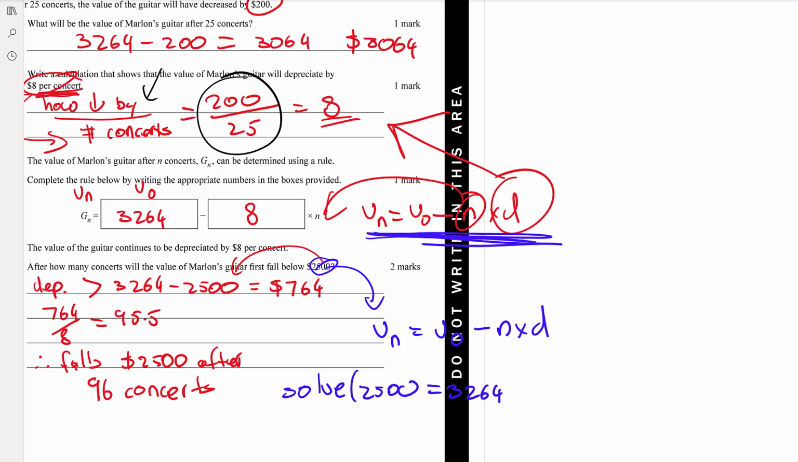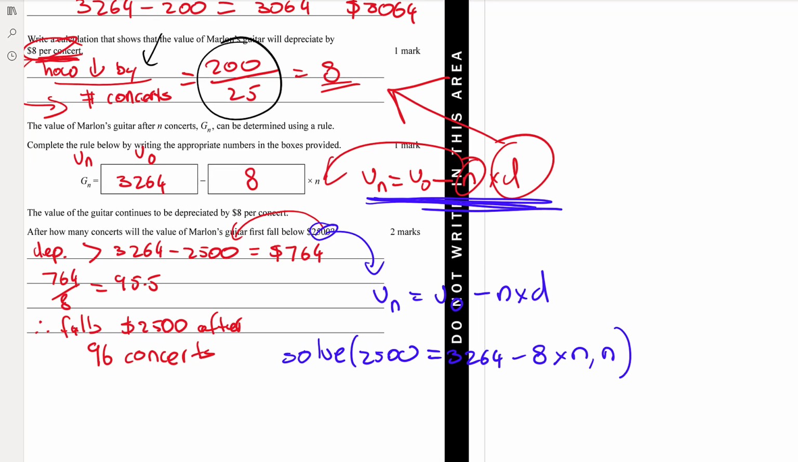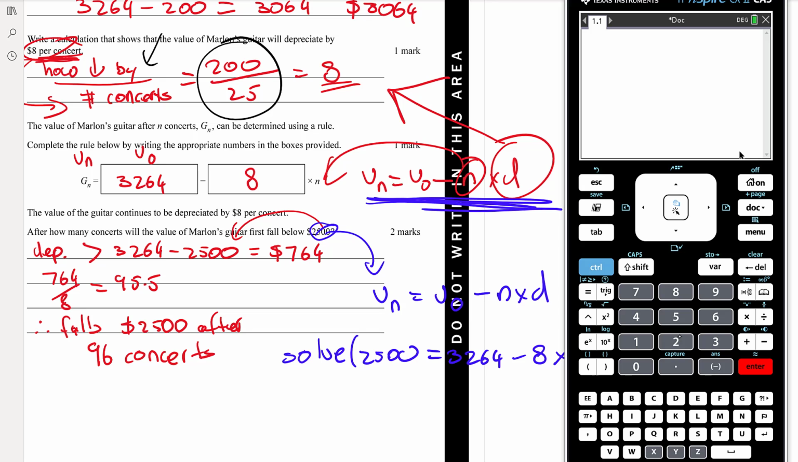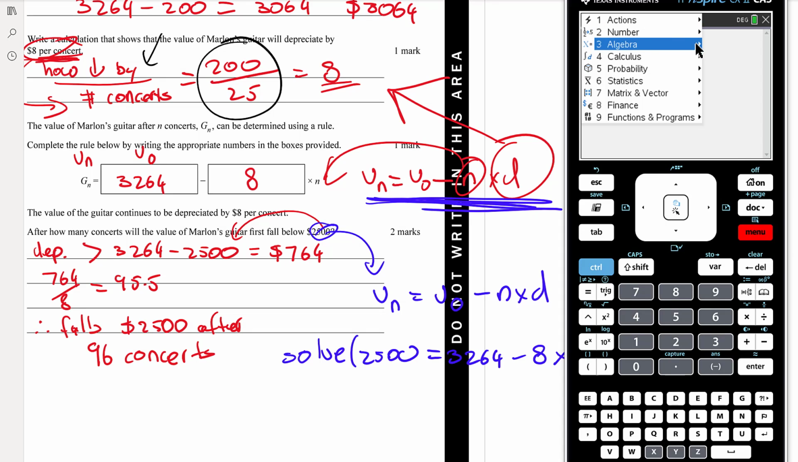You're going to have 3264 minus 8 times n, or n times 8, whichever way you want to do it. I'm going to put 8 times n, bracket, and close it, because that's the solve functionality. This here links up to that equation, and that's how you put it into your calculator. So let's do that. Oops, forgot that good old solve. I often just type solve, to be honest, because I find it quicker.